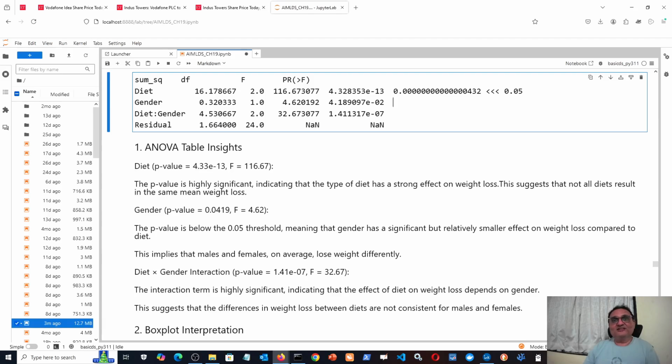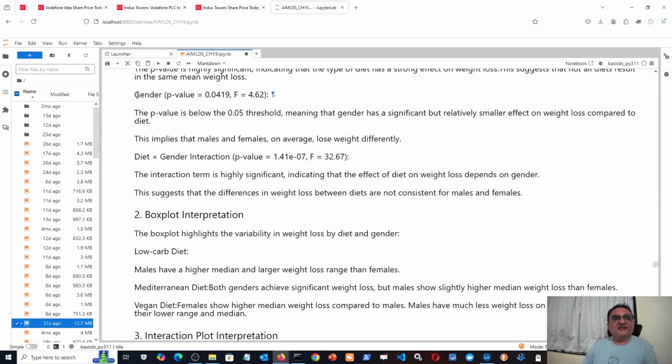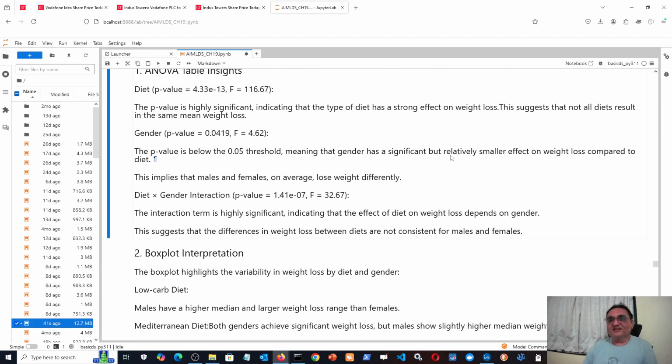Now about this particular gender, here the value is 4.18, which means it is 0.0418. Now that is still less than 0.05, but this time I cannot say it is much less than, like this. Okay, it is just bordering. So that means gender has some role. So again, it says that gender affects the weight loss, but its effect on the weight loss is not as strong as the diet. Okay, and that is what is discussed about gender. P-value is below the threshold, meaning that gender has significant role, statistically significant.